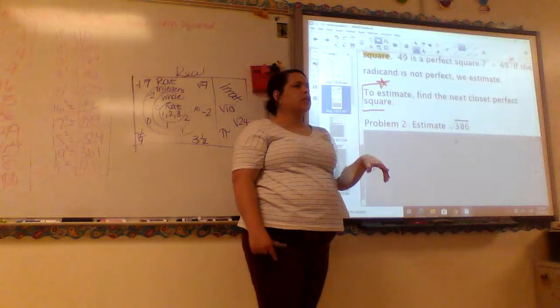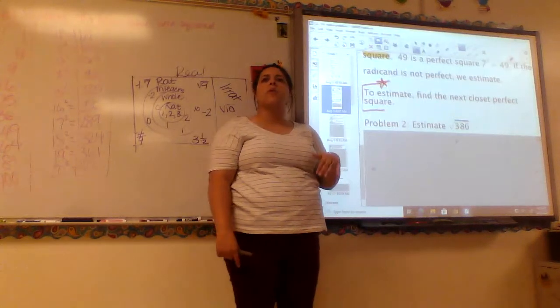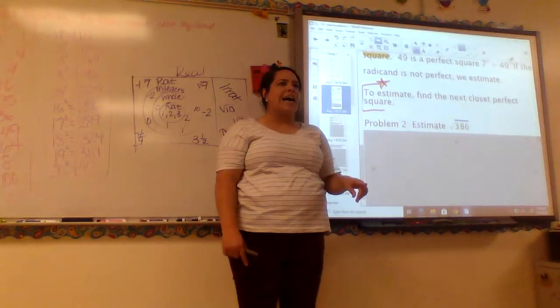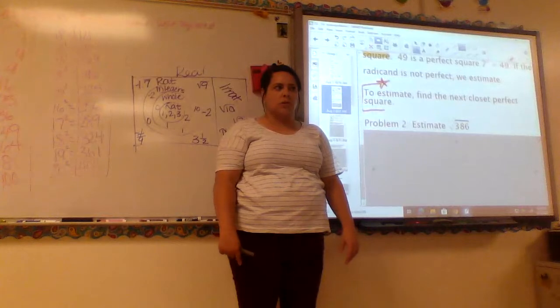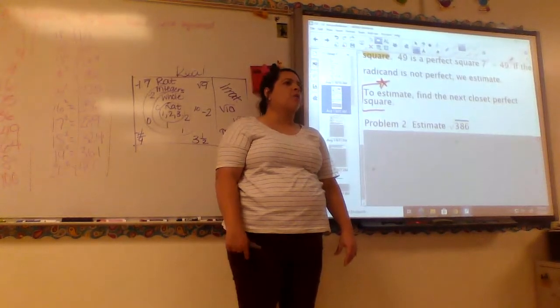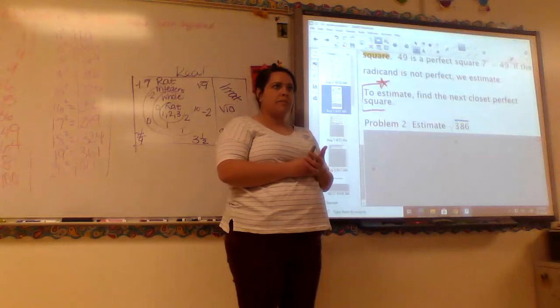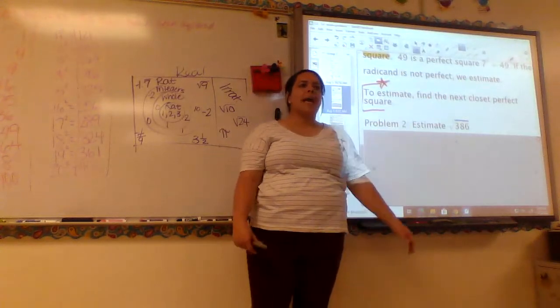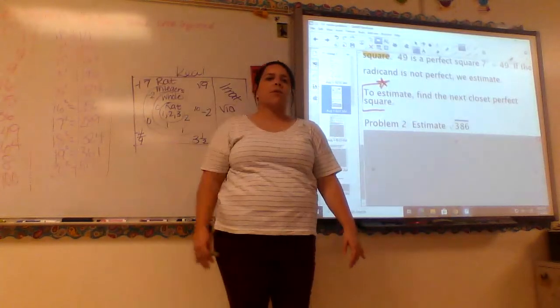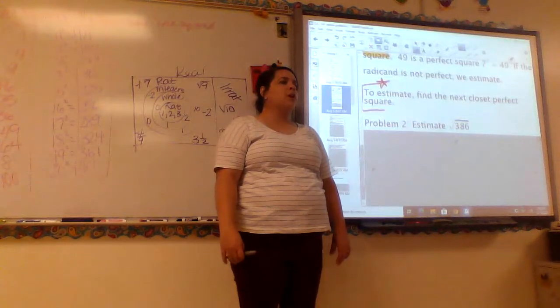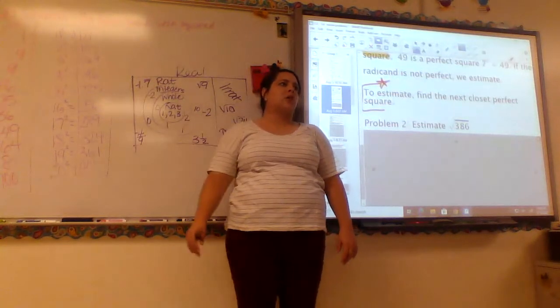All right, so here's the first one. The directions do say the word estimate. We are not doing decimals. We are estimating. Therefore, we're giving an estimate amount, not an exact decimal amount. Okay? All right, so the square root of 386. Let's go over here to our perfect squares. Which perfect square is 386 closest to?